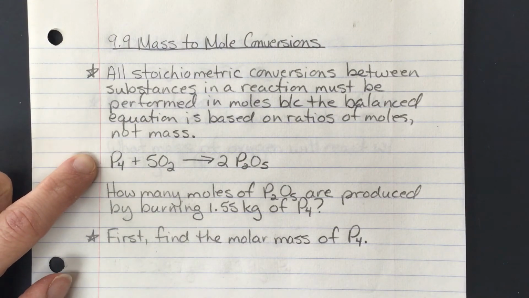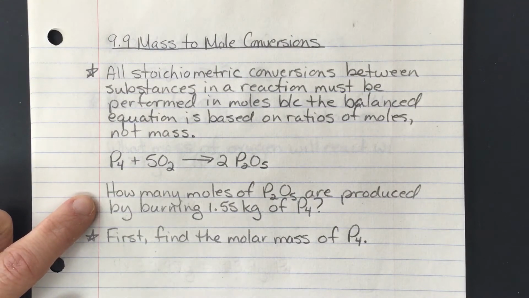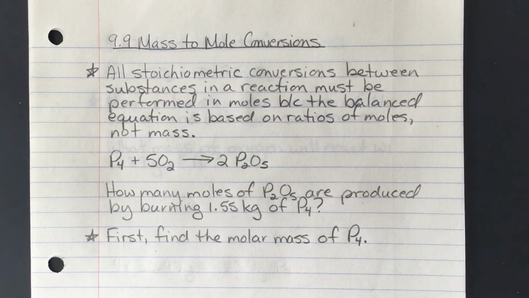I'm using the same equation we had before. Phosphorus plus oxygen yields diphosphorus pentoxide. And my question is, how many moles of P2O5 are produced by burning 1.55 kilograms of P4? So this problem has another little twist too. I have kilograms and all of my conversions have to be in grams. So let's take a look at this.